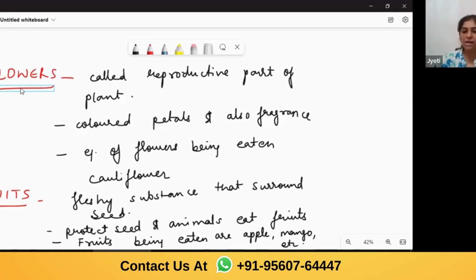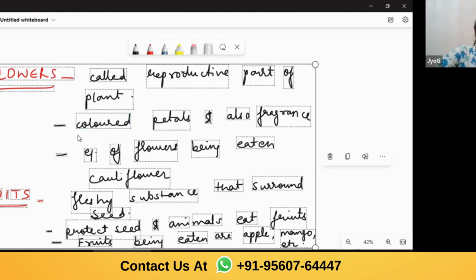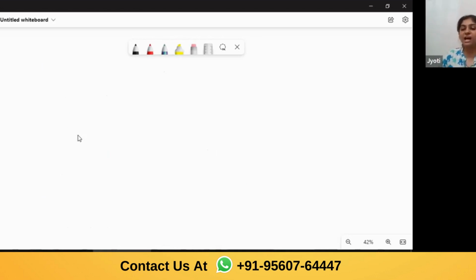After that, we did flowers. I told you that the flowers are the reproductive parts of the plant. They have good fragrance. And fruits are the fleshy substance which protects the seeds, and we consume the fruits. We means animals. The last one is the seeds. The seeds give rise to a new plant, and the seeds are like your wheat, rice, peas, groundnut. These are all the seeds which, when we sow into the soil, give rise to a new plant.